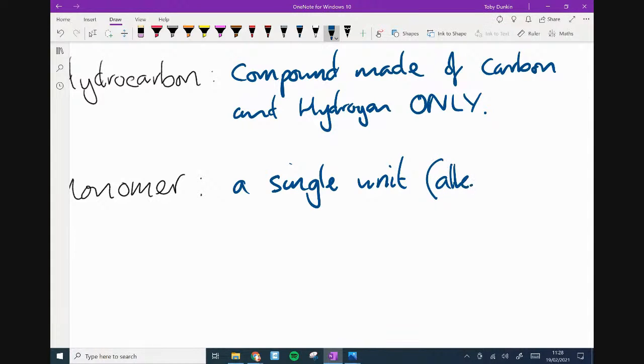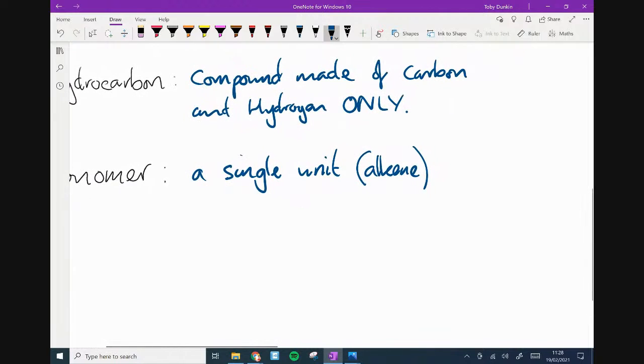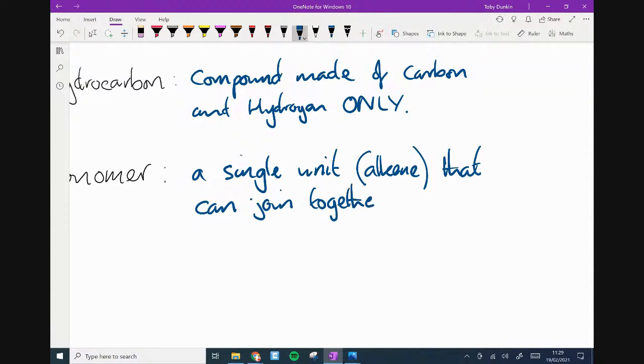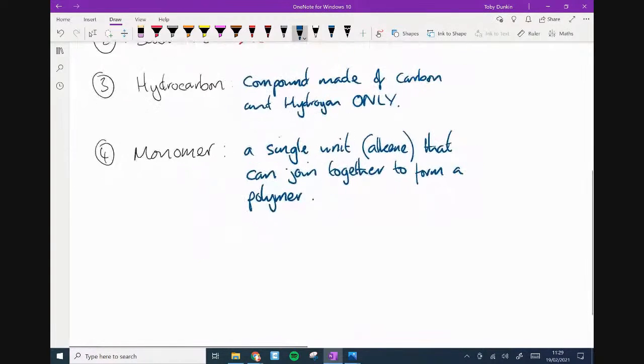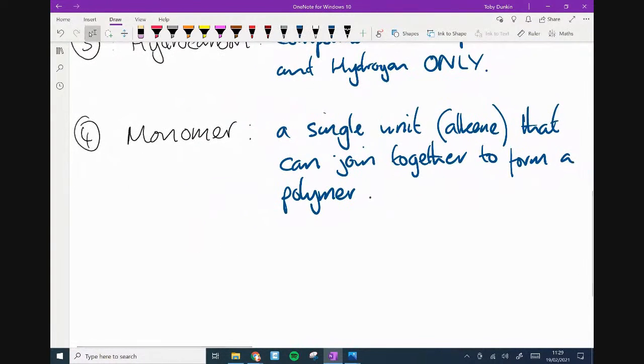brackets, I'm actually going to put this in a context. I'm going to say alkene, yeah? A single unit alkene that can join together to form a polymer. It's a bit of a nightmare definition. You've got to go beyond just this one part. One part would never be enough. You're saying this is one part that can be used to make a bigger, many parts. Does that make sense? Yeah?